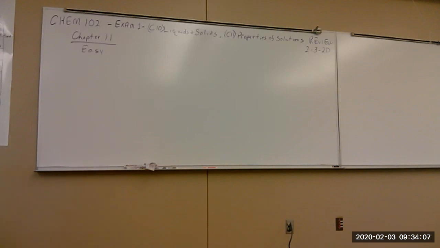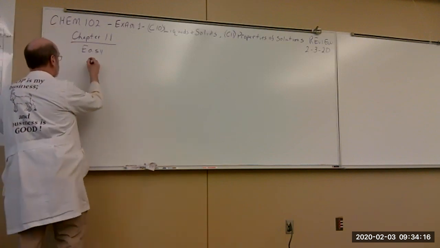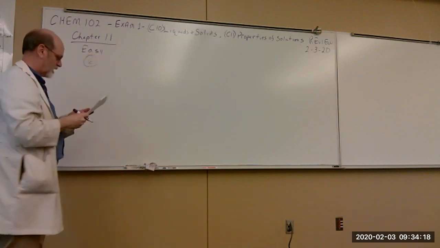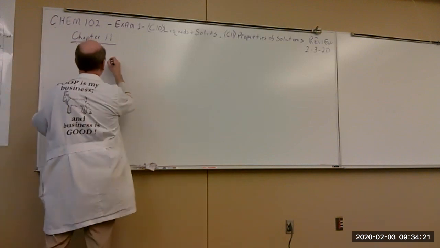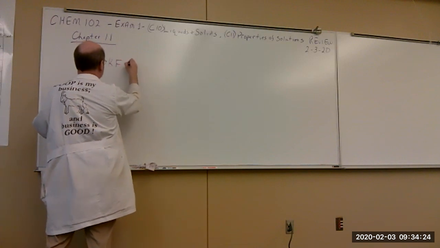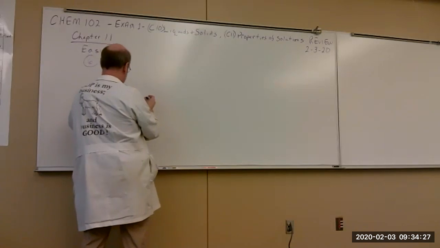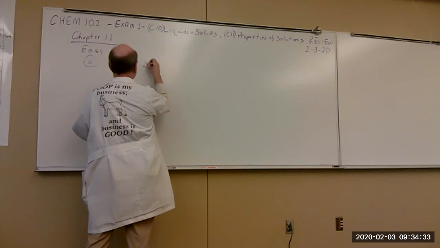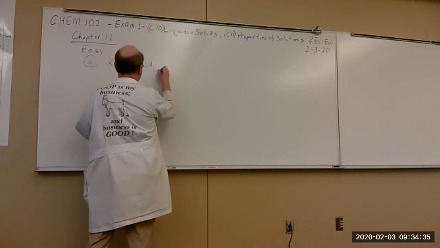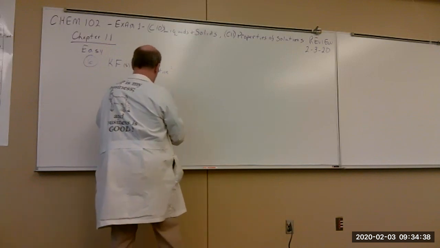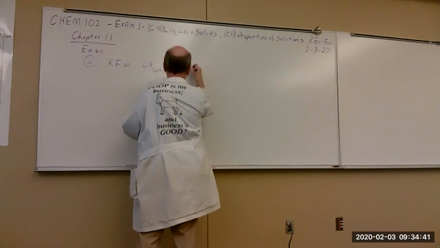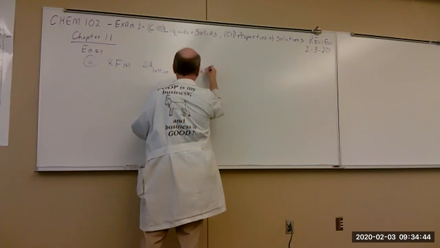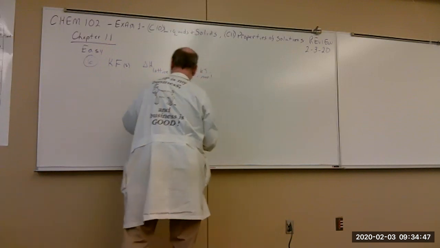There we go. Anybody have trouble with six? I'll be surprised if you didn't. So, solid potassium fluoride has a lattice energy. See, how am I going to abbreviate that? Delta H lattice is minus 804 kilojoules per mole. Okay?